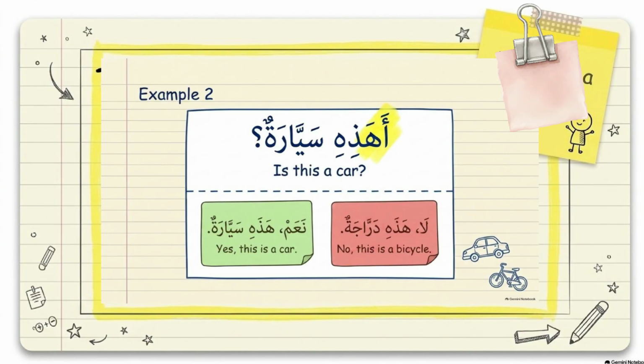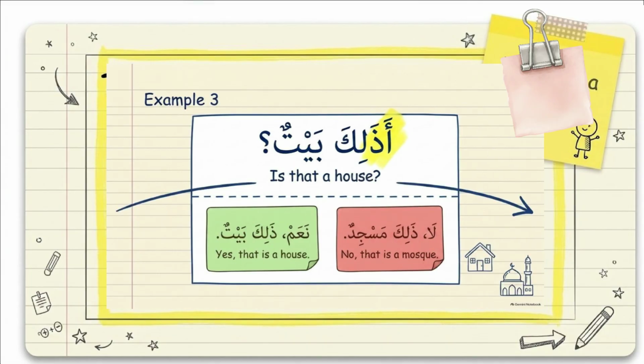They always have to match. Let's look at example 3. Is that a house? What if the object is far away from us? This example introduces the concept of distance. To ask, is that a house?